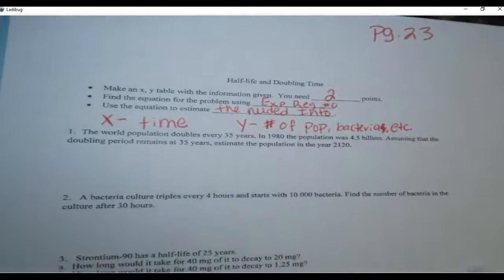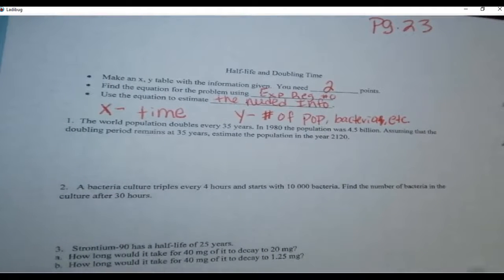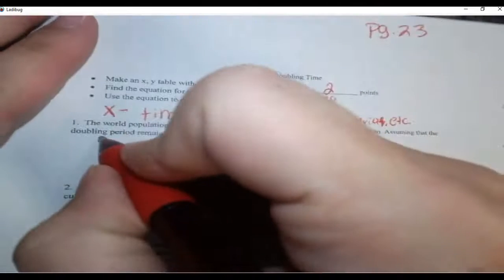Alright, let's look at our first one. So this first one says the world population doubles every 35 years. In 1980, the population was 4.5 billion. Assuming the doubling period remains 35 years, estimate the population in the year 2120. So we need a table.